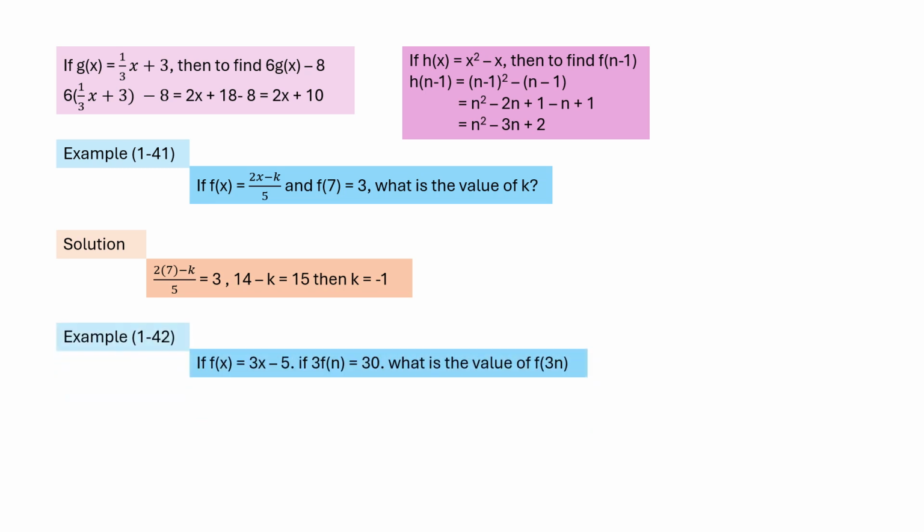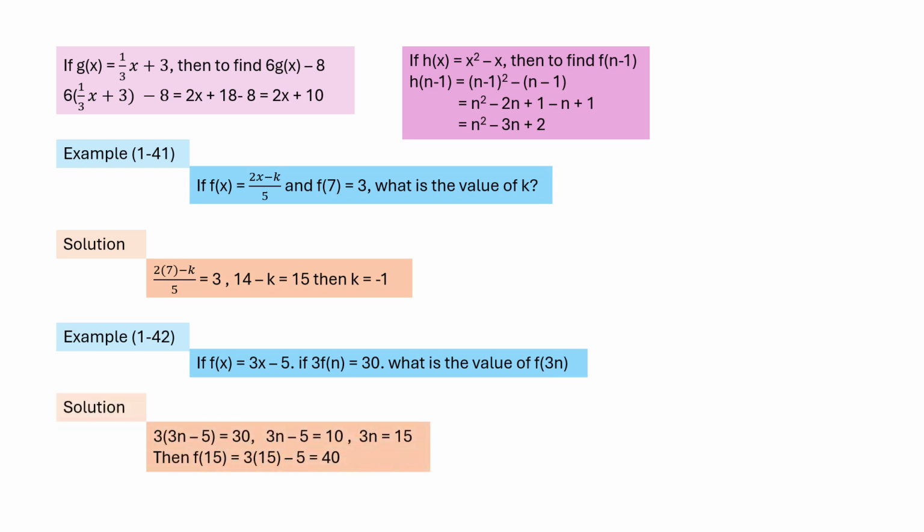Example 142. f of x equals 3x minus 5. If 3 f of n equals 30, what is the value of f of 3n? Solution: in the same way, plug in n, multiply 3 times the function, but replace x by n. So 3 times 3n minus 5 equals 30. This equation has one unknown, so divide by 3 on both sides. So 3n minus 5 equals 10, and complete the solution. It will be 3n equals 15.